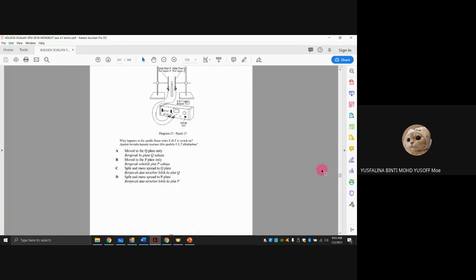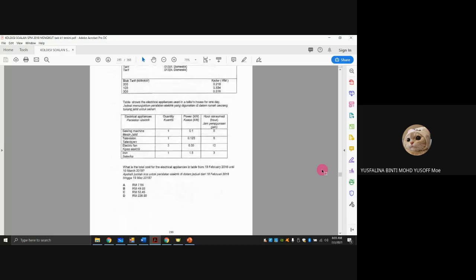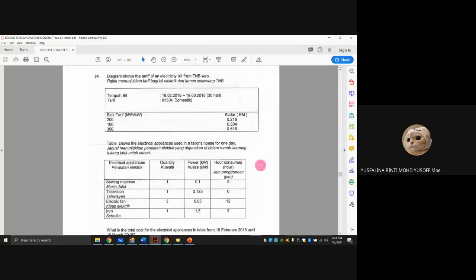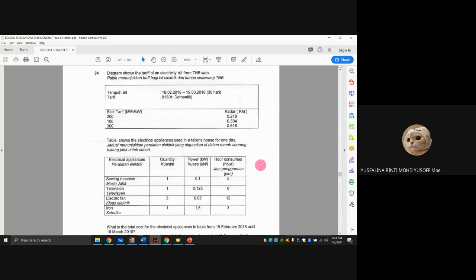Wait, hold on. I find the question. Okay, this one. Okay, so this one's diagram shows the electricity bill.